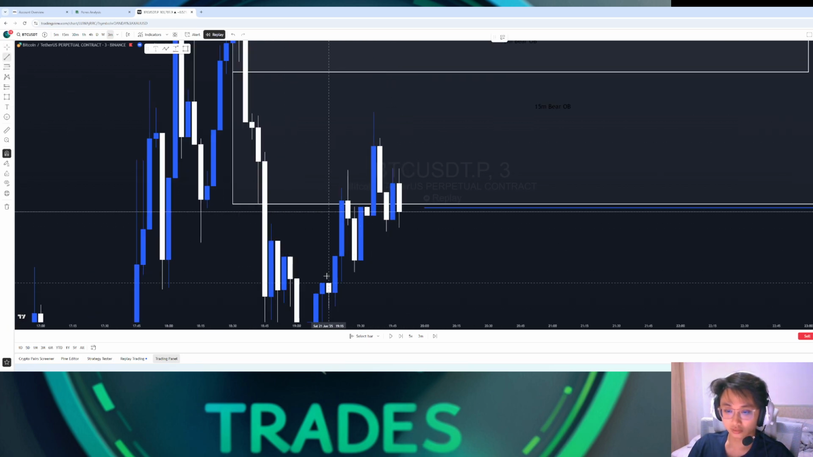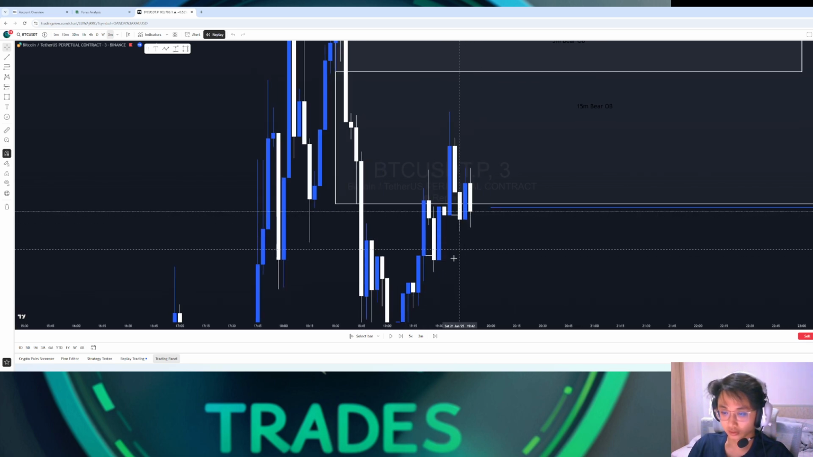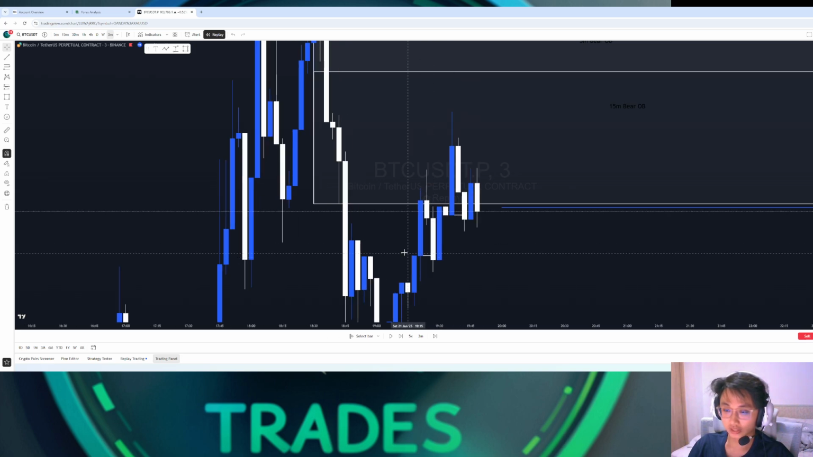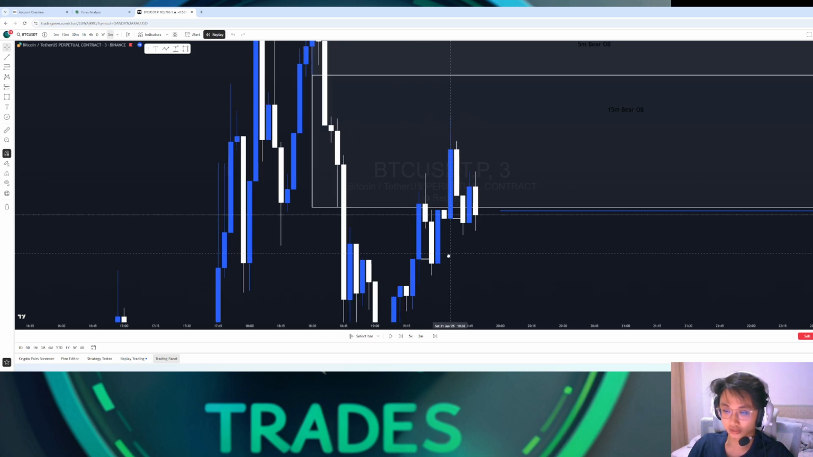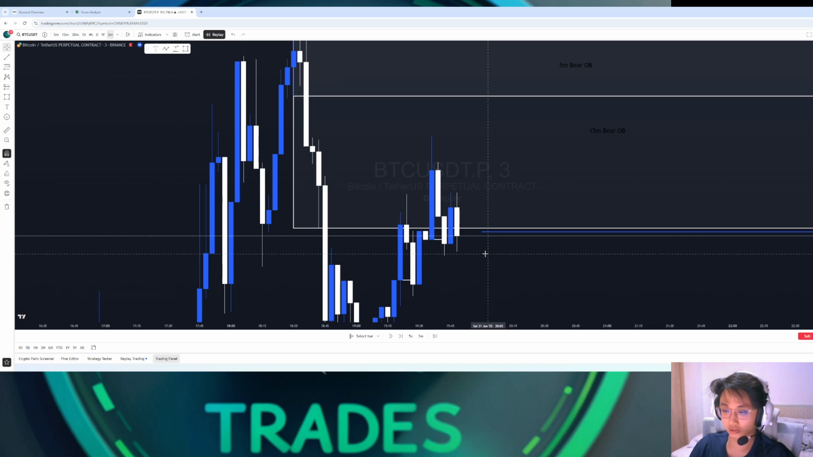Here you can see that price did a CISD, but in fact price is just reacting off. This CISD here is just a sign. In this case the CISD didn't work because the order blocks all still held.